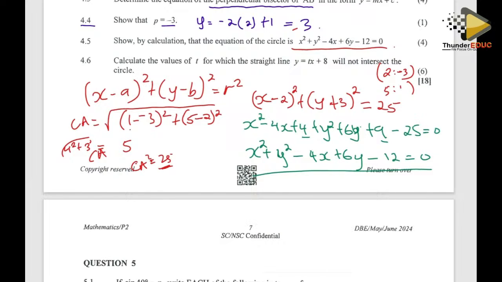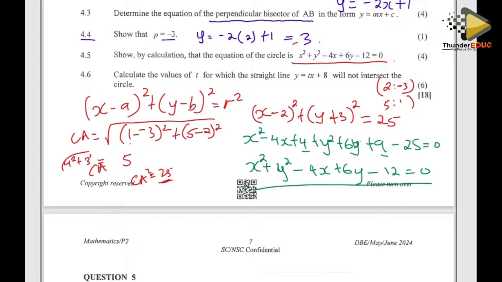4.6. 4.6, they're asking us to determine the values of t for which the straight line y equals tx plus 8 will not intersect.